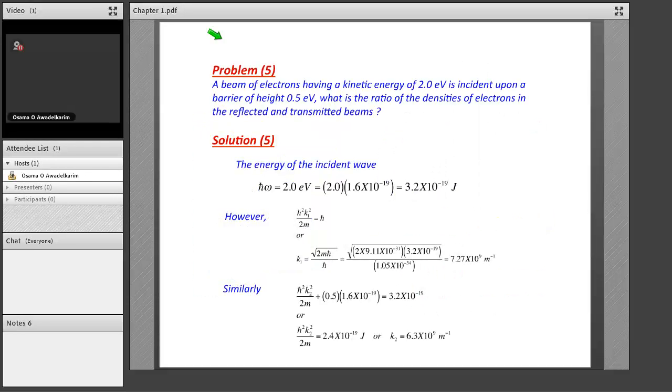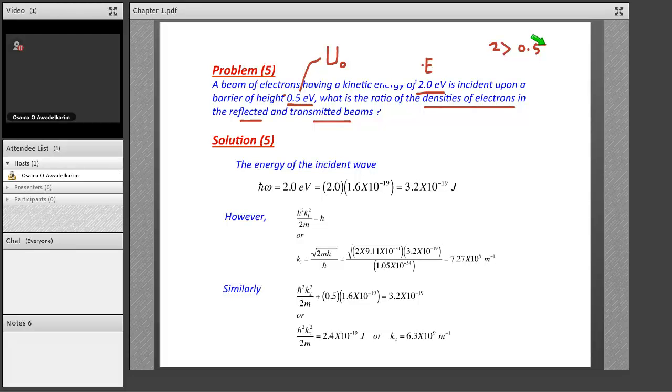Let's look at an example. A beam of electrons having a kinetic energy of 2 electron volts, so that's the total energy, is incident upon a barrier of height 0.5 electron volts. So this is our barrier height. What is the ratio of the densities of electrons in the reflected and transmitted beams? Look, the energy of the electrons is higher than the barrier. 2 is higher than 0.5. So classical mechanics tells us that all electrons make it through.